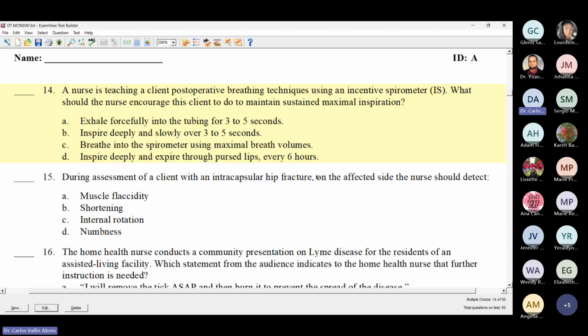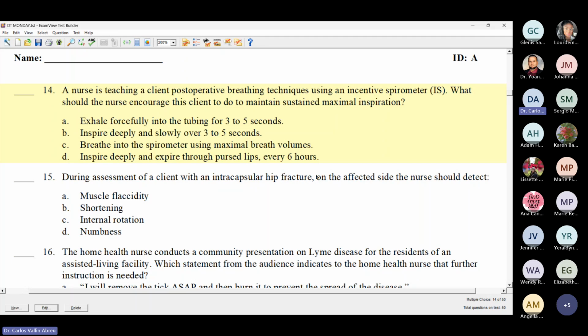The first thing you need to understand is that when I ask students what should be done with the incentive spirometer, whether you blow in the tube or you suck, you breathe in through the incentive spirometer, a lot of people say you blow. You do not blow in this. This is not a trumpet. It is not a whistle. Okay, it is to suck air through the device.